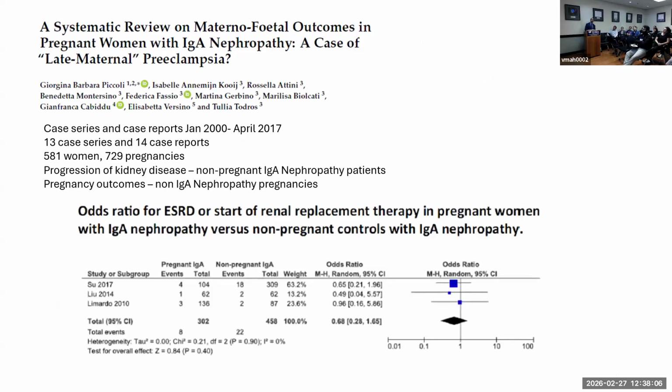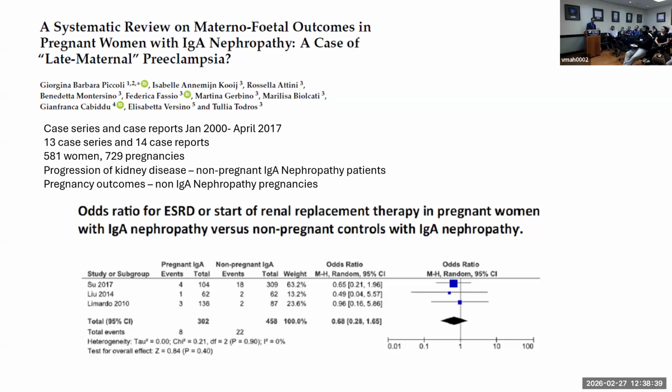This is also a larger systematic review. This looked at patients between January and April of 2017. In terms of how they looked at progression of kidney disease, they compared them to non-pregnant IgA nephropathy patients, and then in order to look at their pregnancy outcomes, they compared them to non-IgA nephropathy pregnancies.